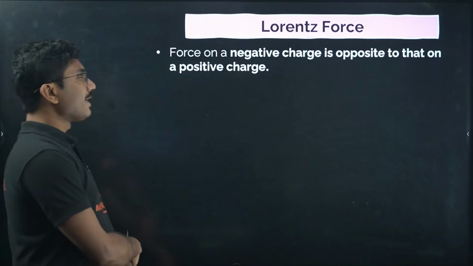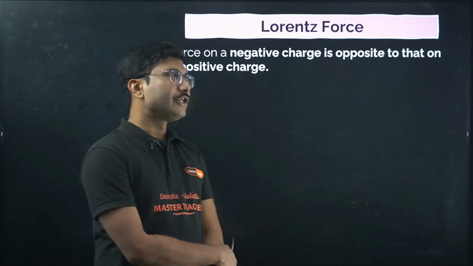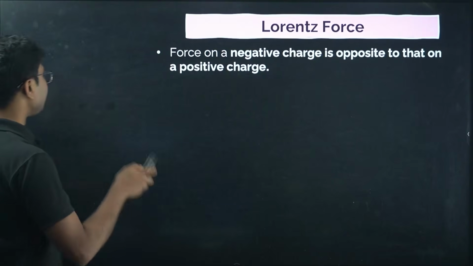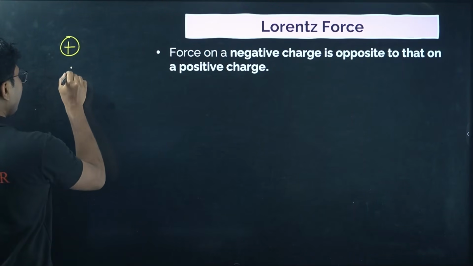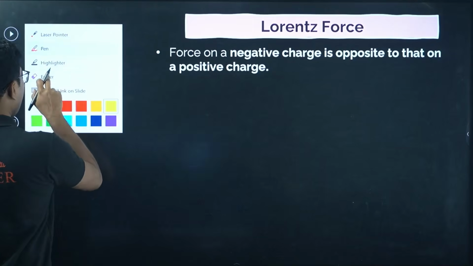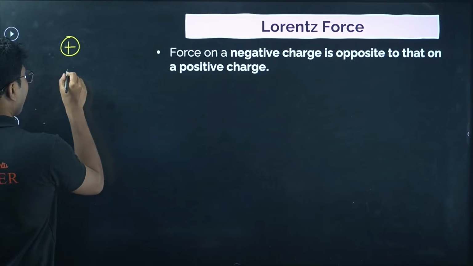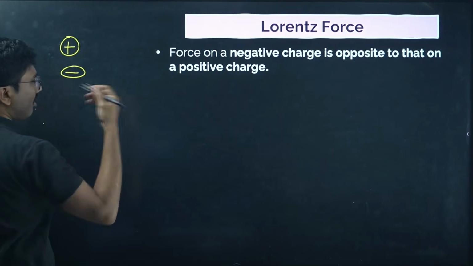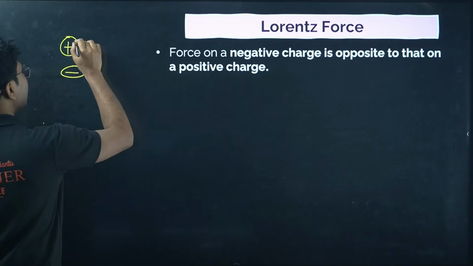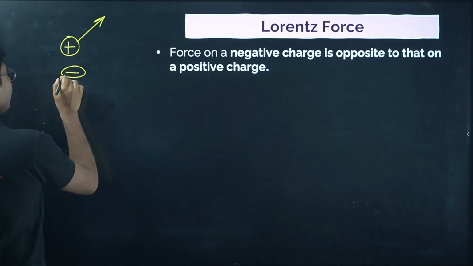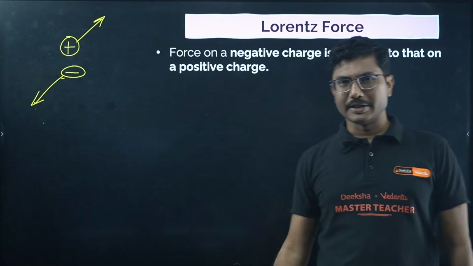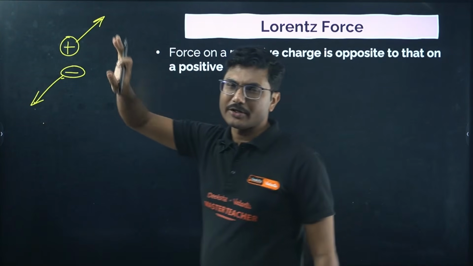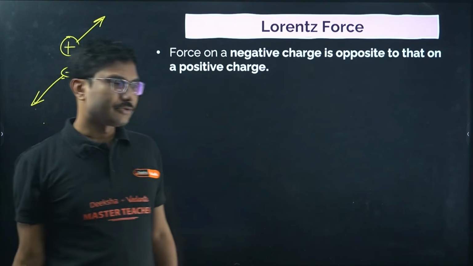So force on a negative charge is opposite to that of a positive charge. Suppose we have a positive charge and we have a negative charge, and if you apply some magnetic field, if the force on this is in this direction, then on this it will be exactly in the opposite direction, so that the angle between them is 180 degrees. Force on a positive charge will be exactly opposite to that of the negative charge.